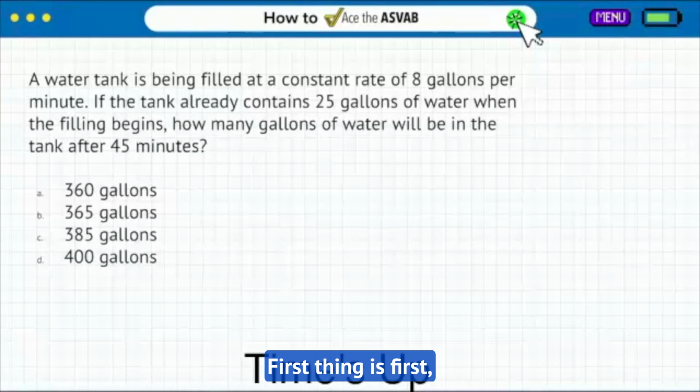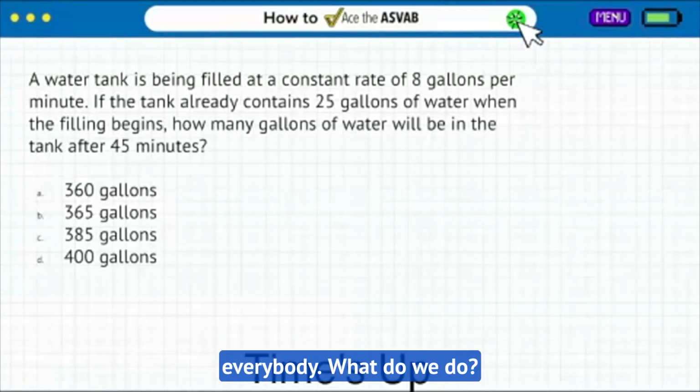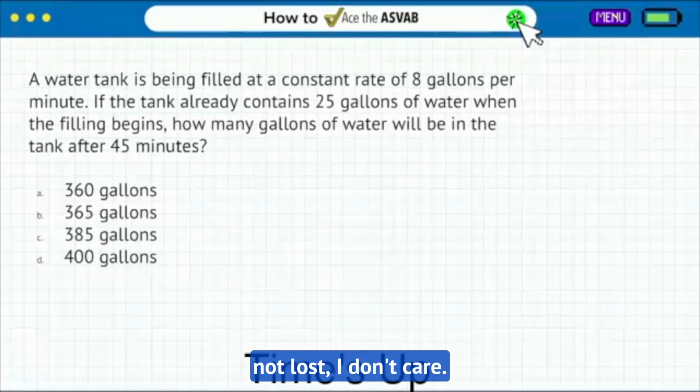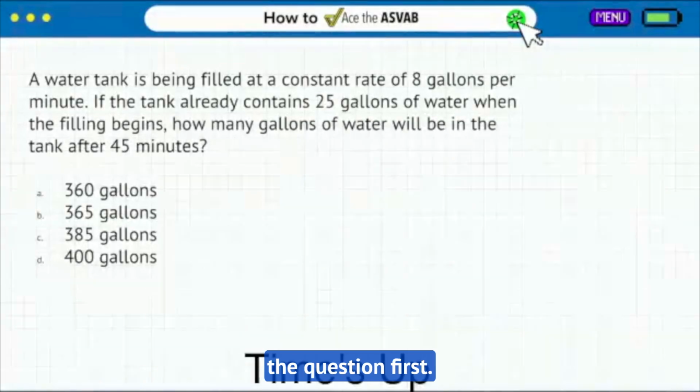First thing first, everybody. What's the first thing that we do? Whether you were lost or not lost, I don't care. What are we supposed to do first? That's right. We always want to read the question first.